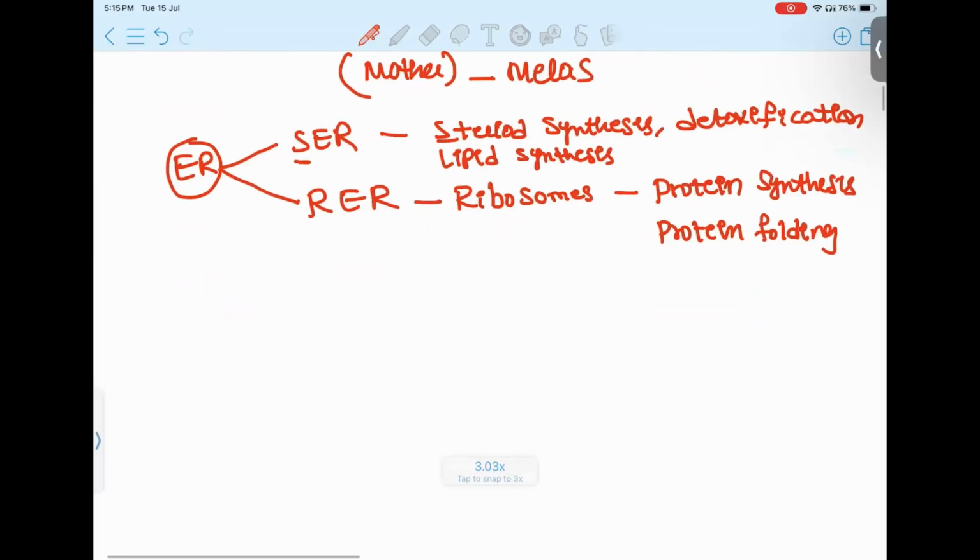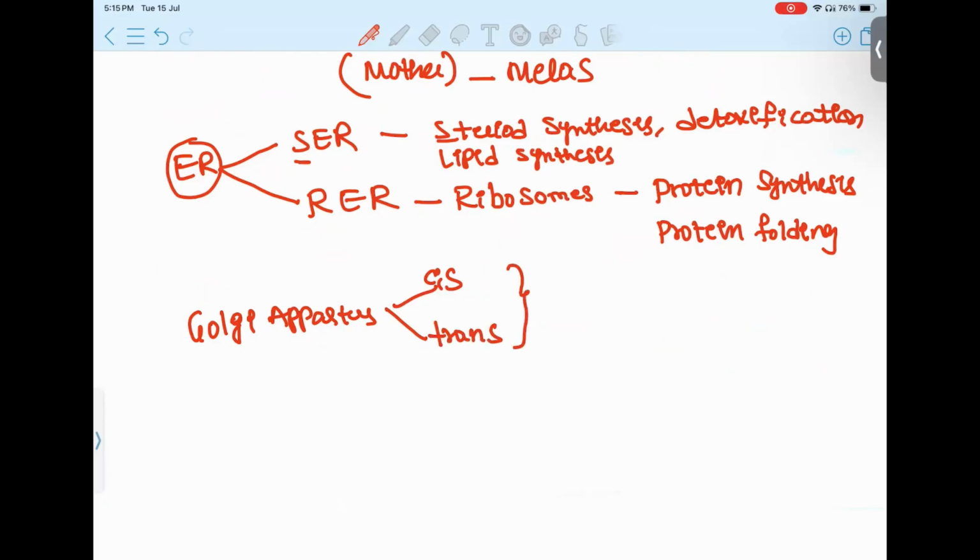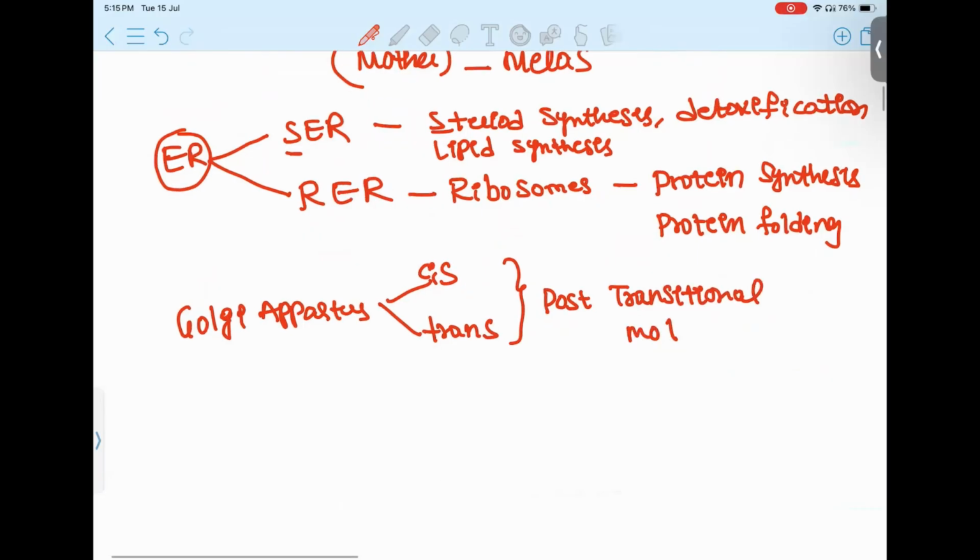Next, moving on to the Golgi apparatus. The Golgi apparatus has two ends, one is the cis end and another one is the trans end. What is the main function of the cis end and the trans end? Basically, it will do the post-translational modification of the proteins and enzymes.